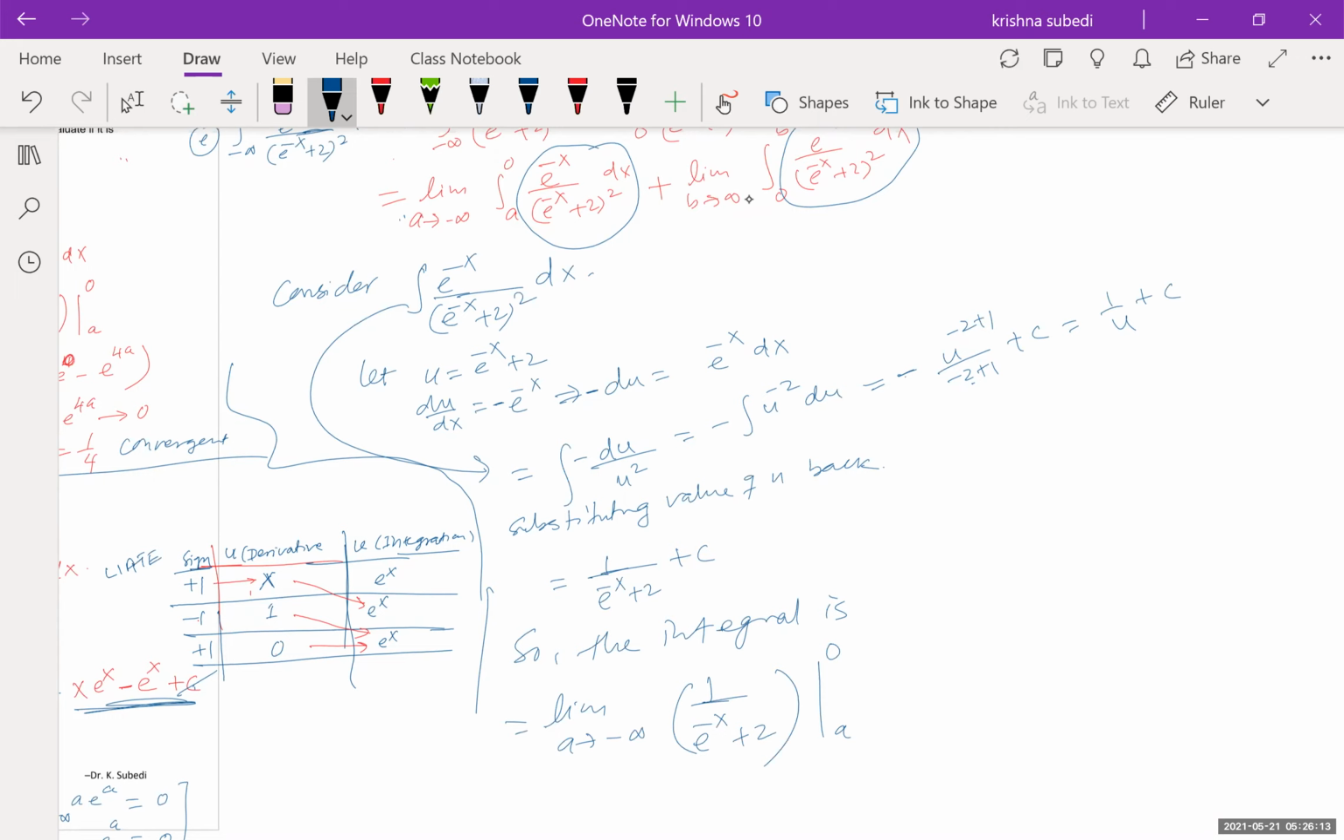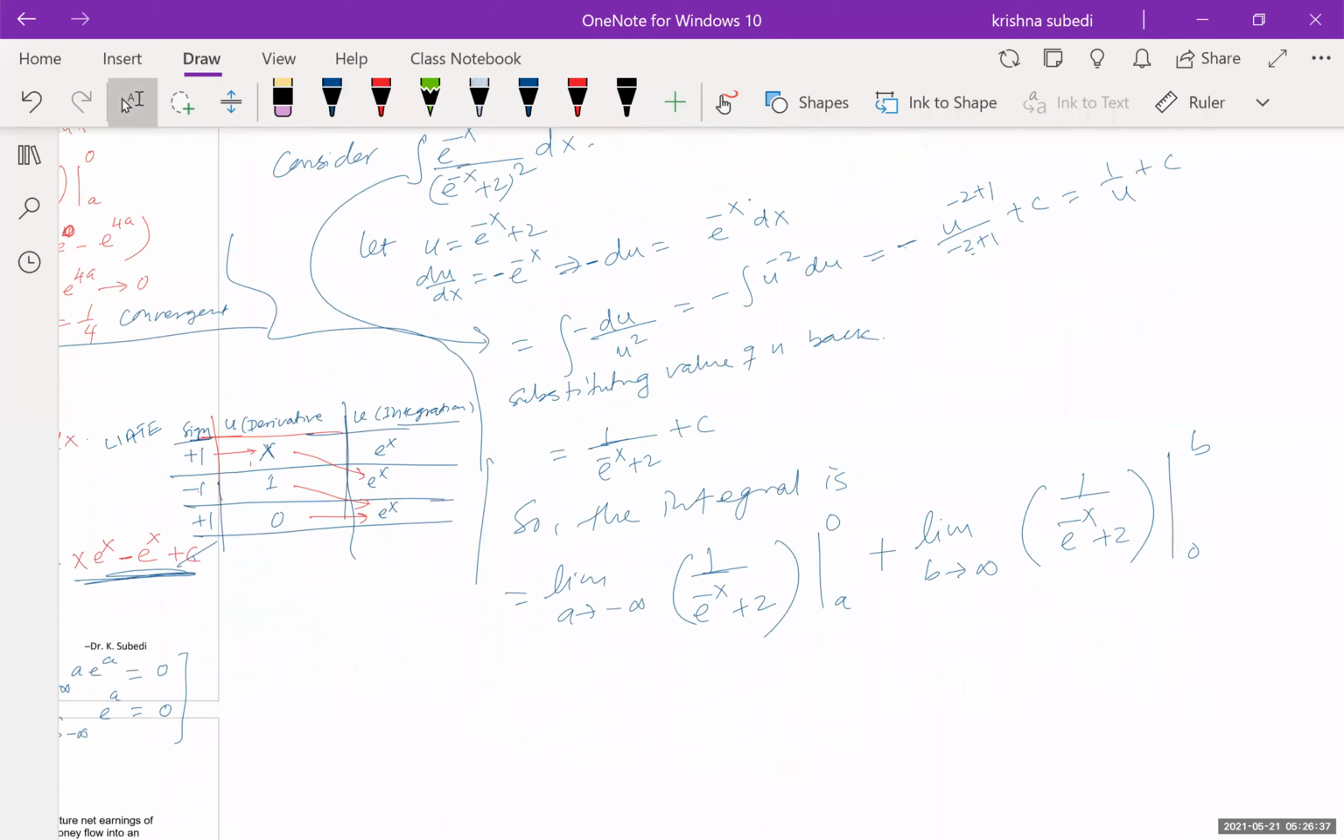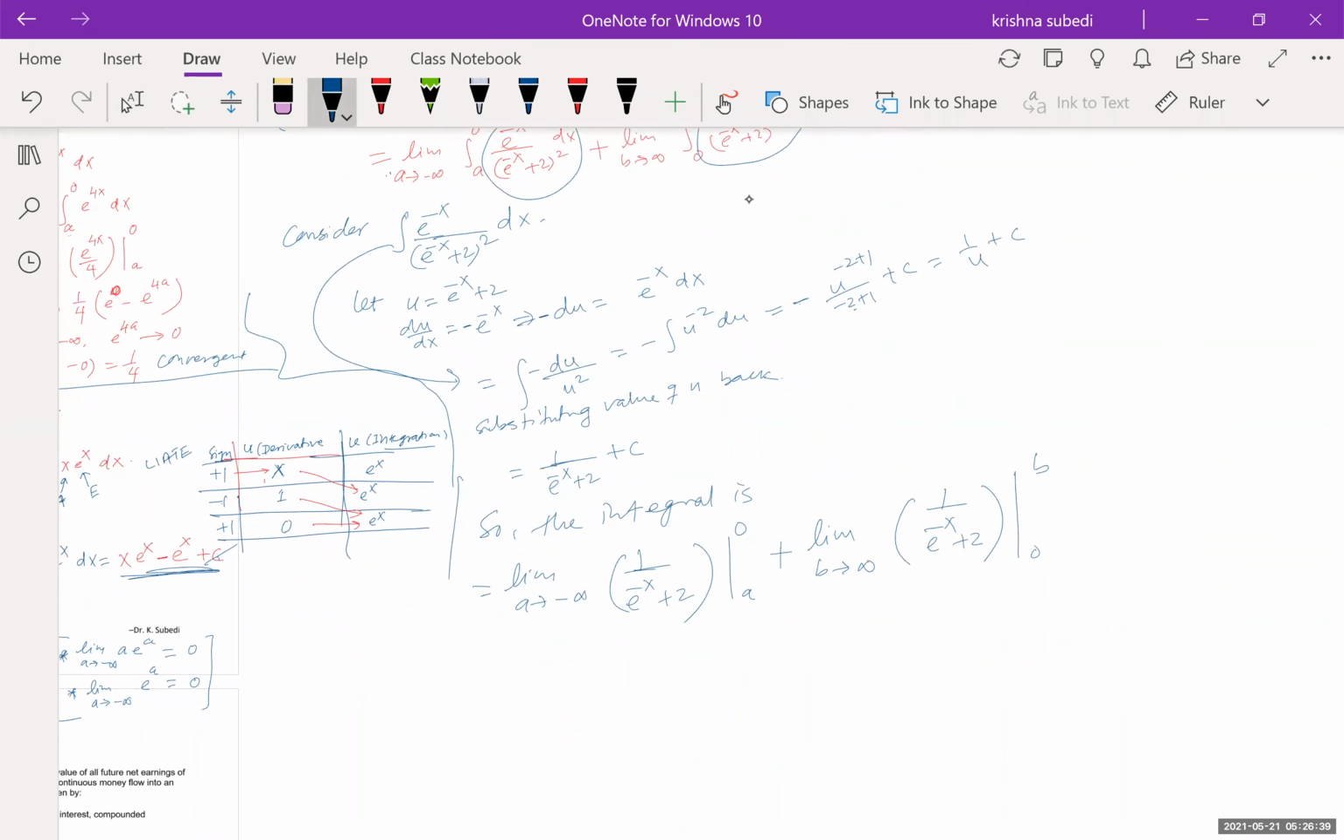All you need to do is put the limit, a to 0, plus in the second part, the limit as b tends to infinity of 1 over e to the negative x plus 2, from 0 to b. Integration is done. All you need to do is evaluate the integral. Can you guys evaluate the integral and let me know what you get?